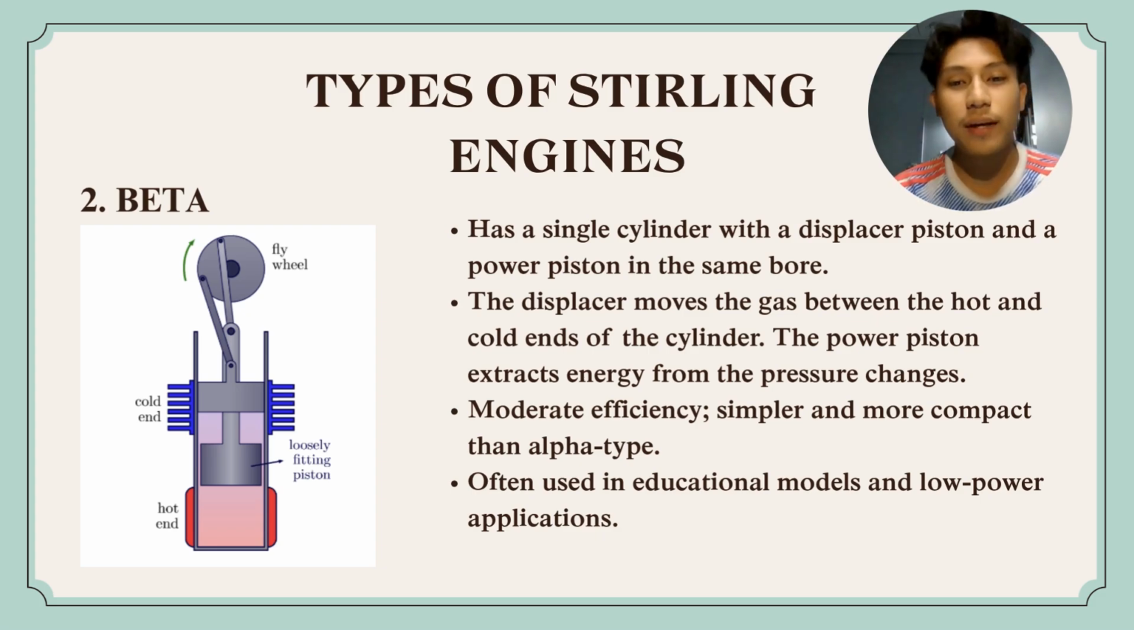So the second one is beta. Beta has a single cylinder with a displacer piston and a power piston in the same bore. The displacer moves the gas between the hot and cold ends of the cylinder. The power piston extracts energy from the pressure change.